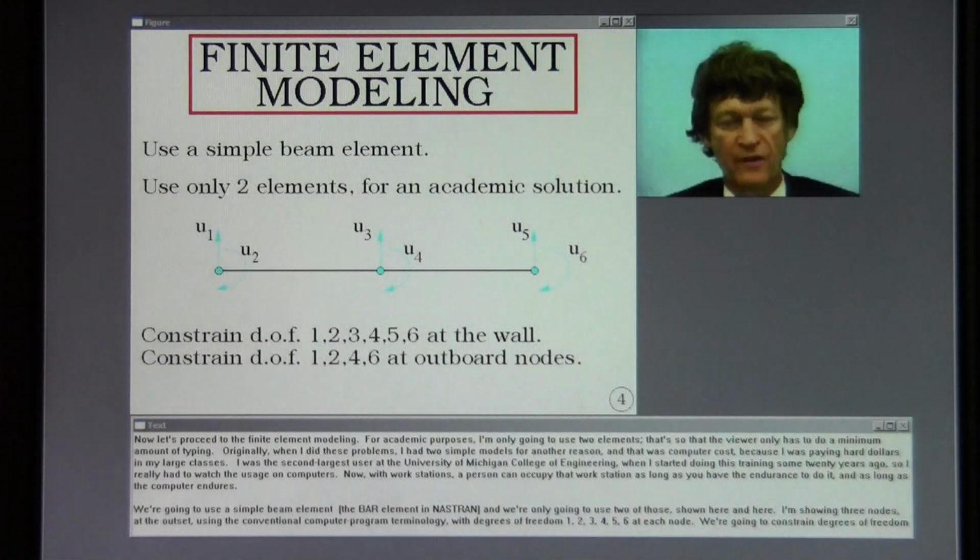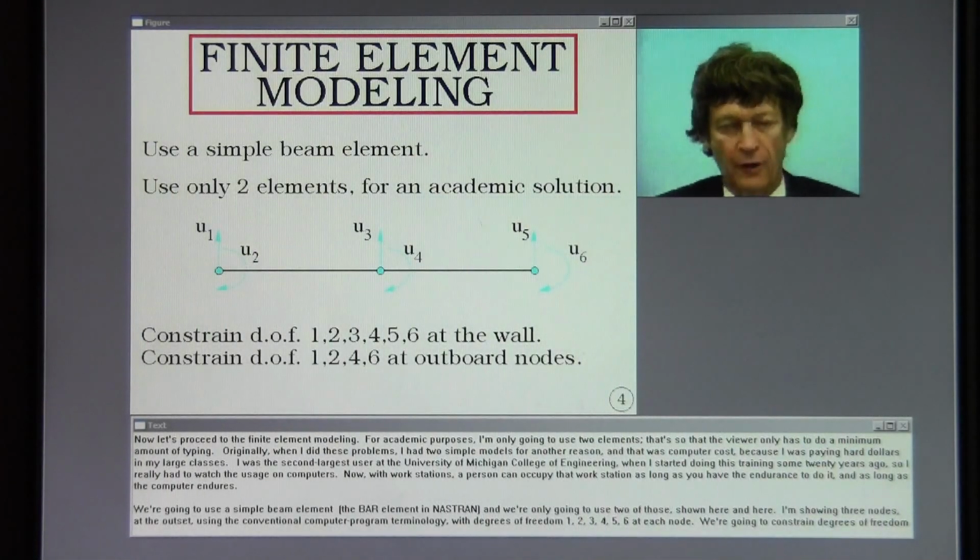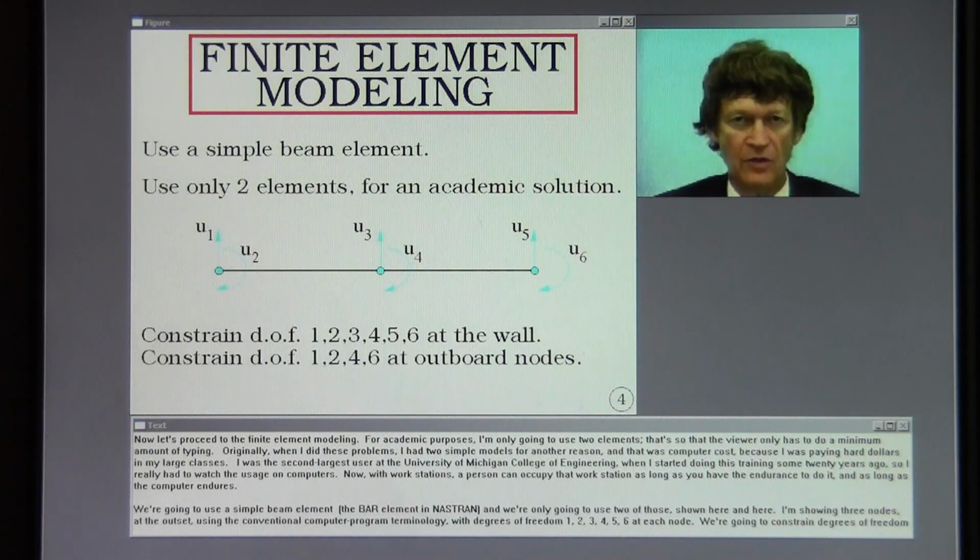Now let's proceed to the finite element modeling. For academic purposes, I'm only going to use 2 elements. That's so that the viewer only has to do a minimum amount of typing.